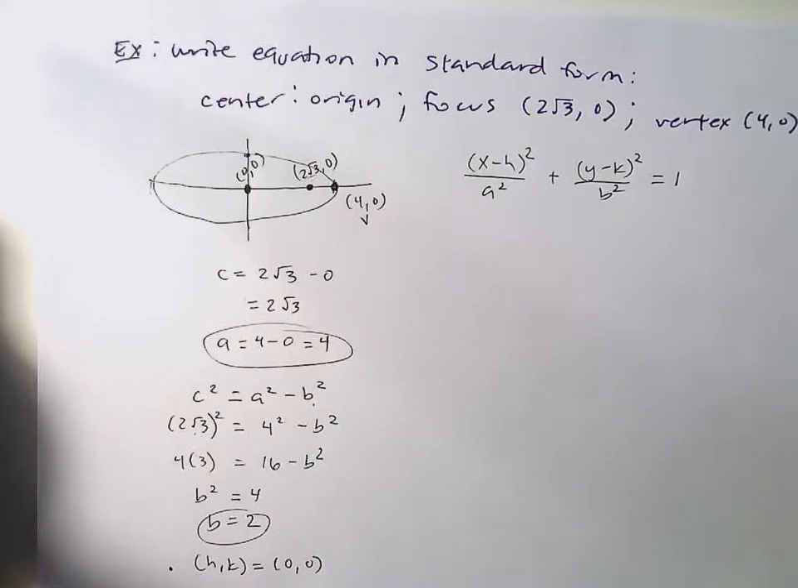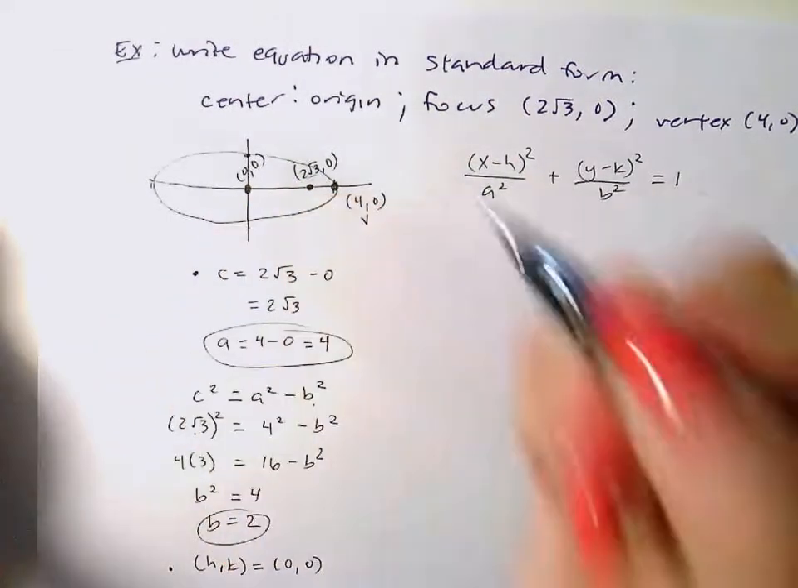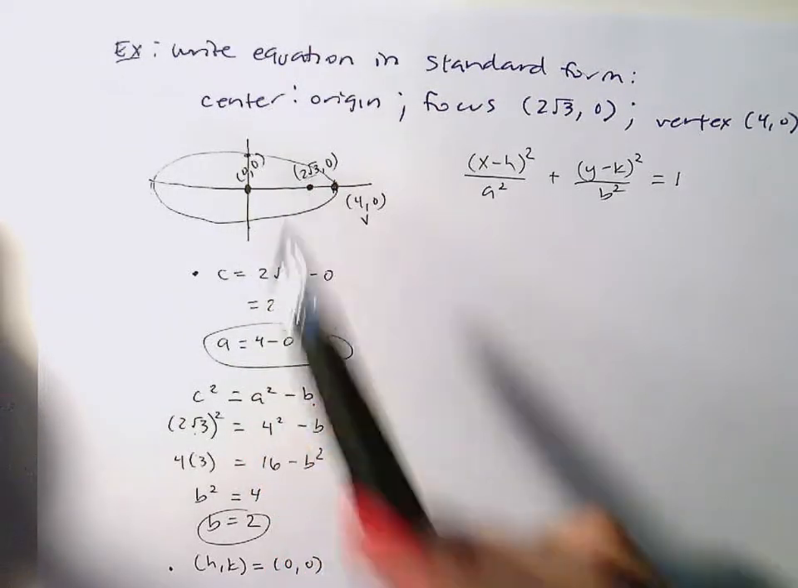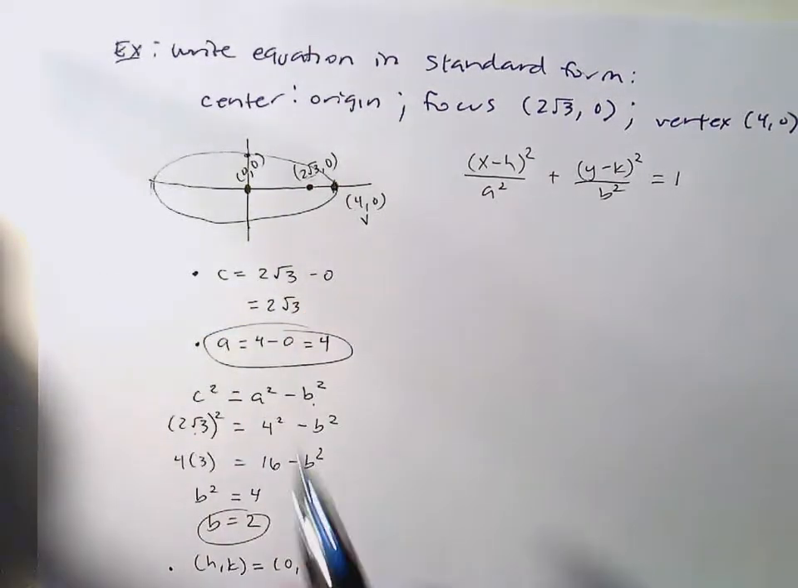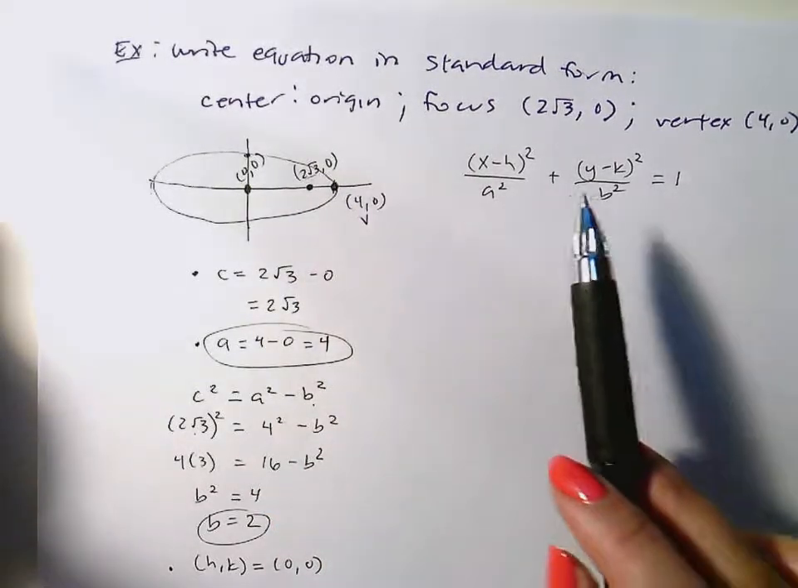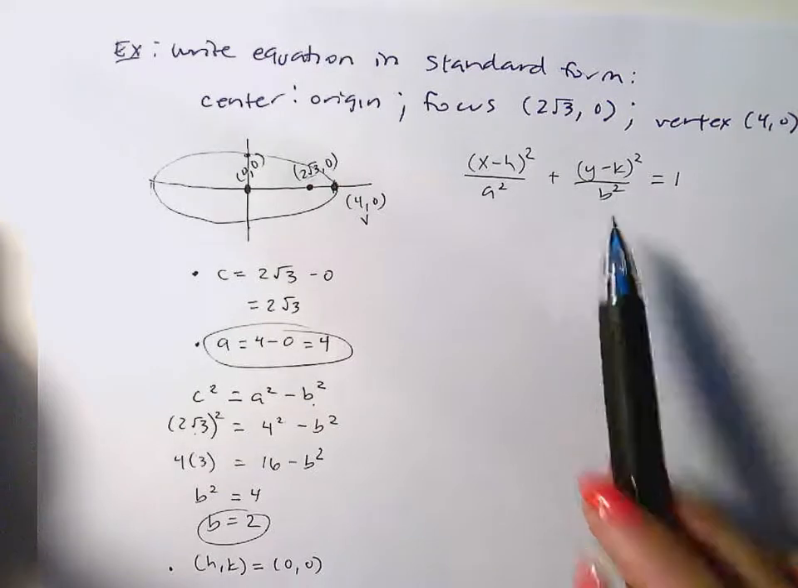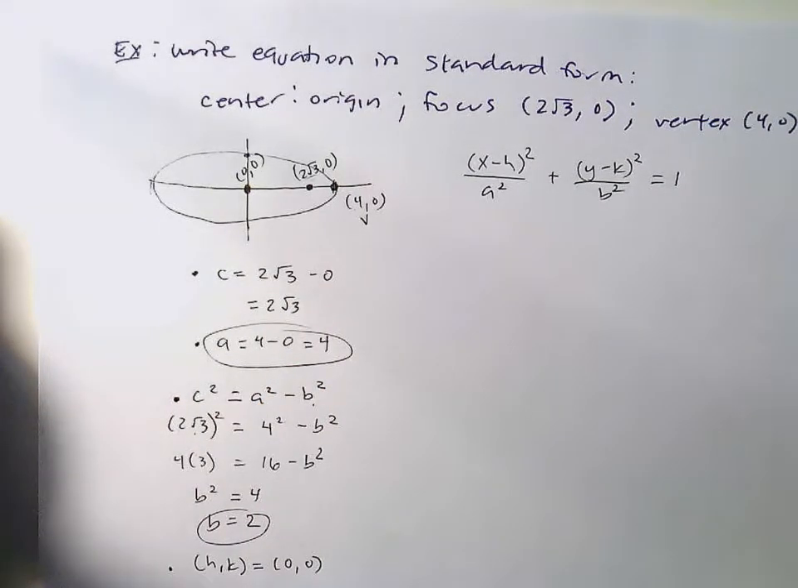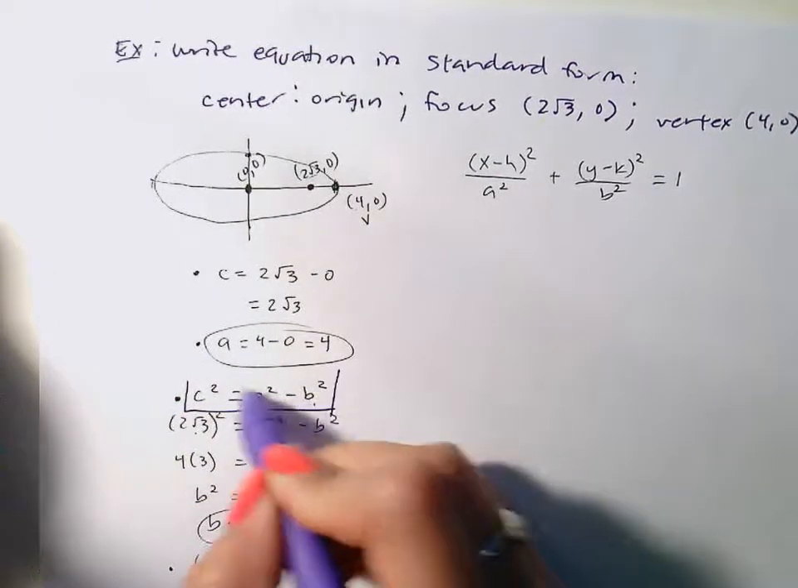So again, we knew that c was equal to 2 radical 3 because that was the distance between the center and the focus. We knew that a was equal to 4 because that's the distance between the center and the vertex. But in order to write this equation, we're going to need b, which is why we're going to need to use this relationship, c squared equals a squared minus b squared.